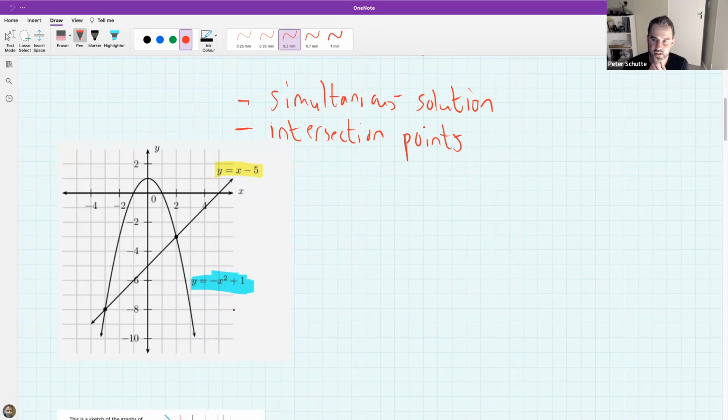So there's a parabola. Yep. So this one over here is a parabola, and this one is a straight line. So there's two types of different functions involved this time.